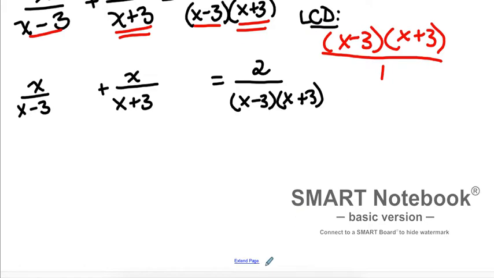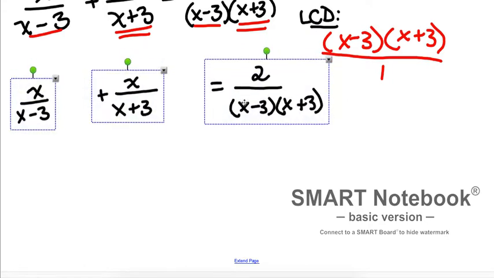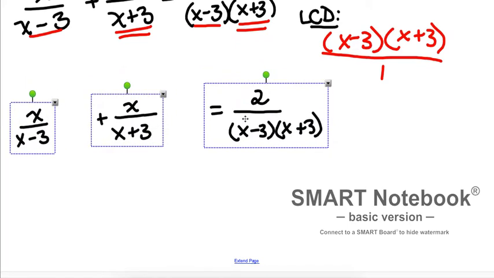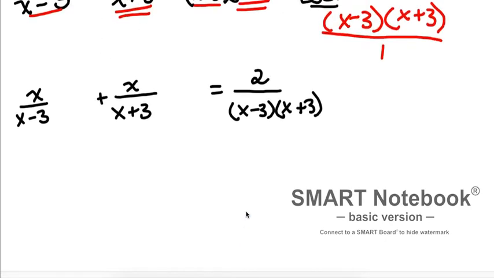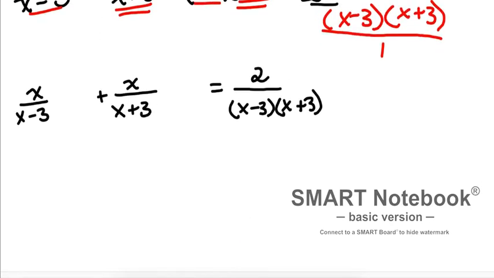And now I need to multiply every single piece by my LCD. Okay, so I'm going to need some more space, so I'm going to make myself more space. Extend the page. All right, here we go. Actually, I don't think I left enough space between these.